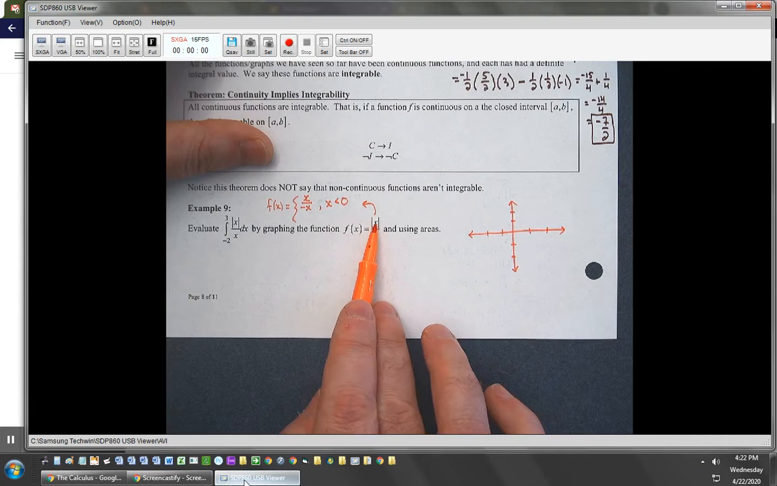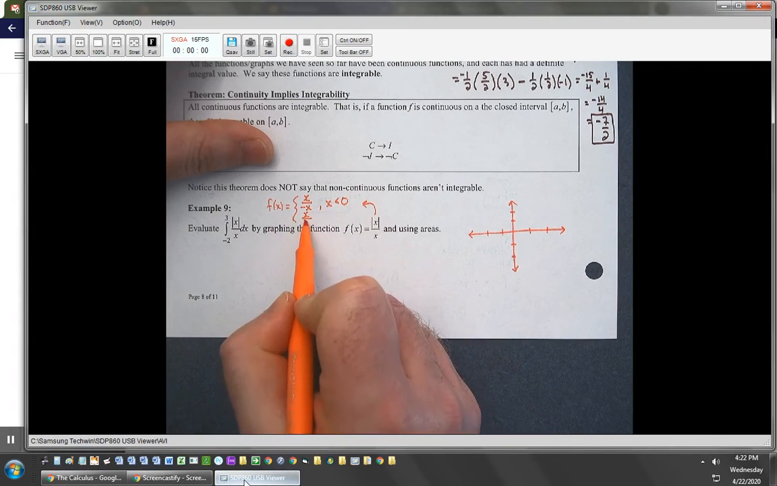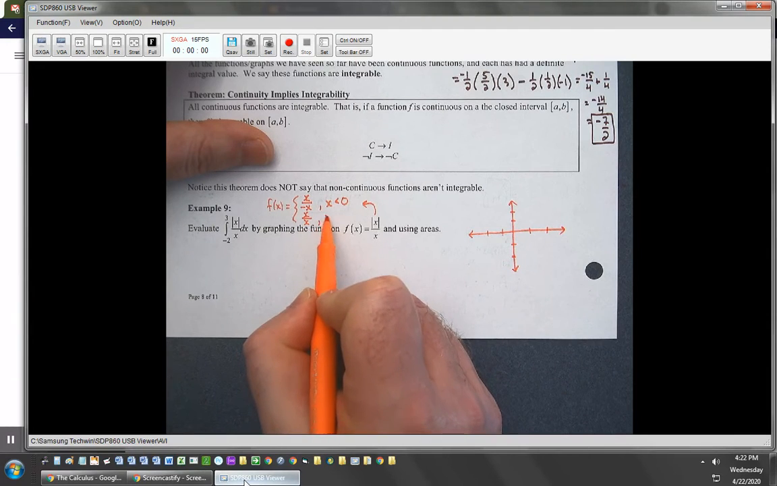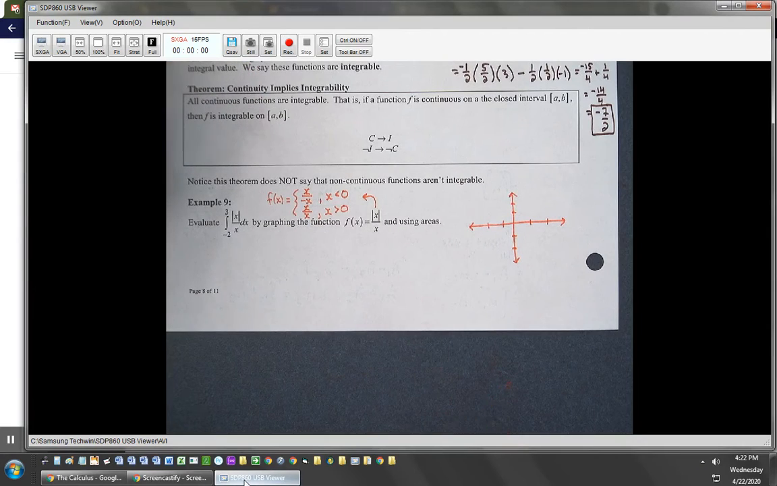Now let's think about it as a positive. What's the absolute value of a positive? And then I make this a positive. This is going to occur for all x's that are greater than 0. Why didn't I write down 0? Well, 0 over 0 is an indeterminate form. That means that we don't have a value there.